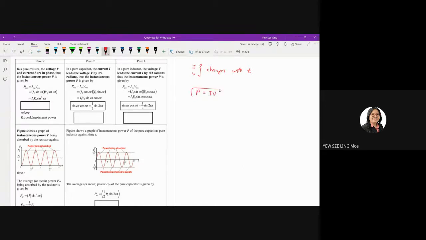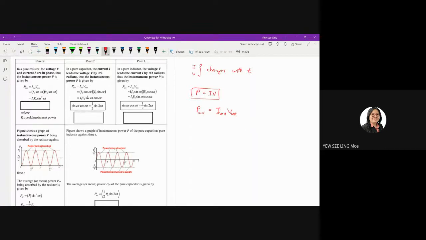So in order to sketch the graph, we're going to apply the equation power equals to IV. Since you want to sketch a graph for power, we're going to use instantaneous P, because we don't know what the power is that we want to calculate yet. So we use instantaneous P equals to I instantaneous times V instantaneous. We need to derive an equation for P in order to sketch the graph for it.